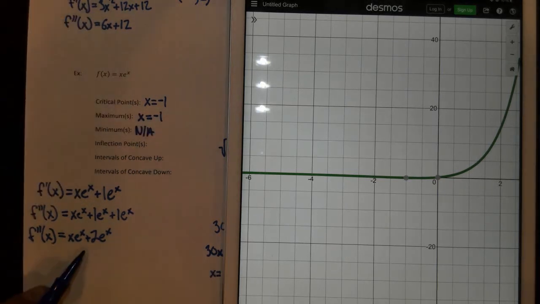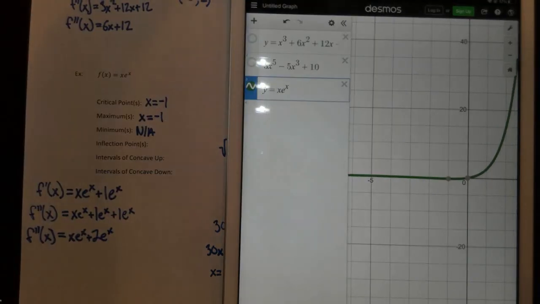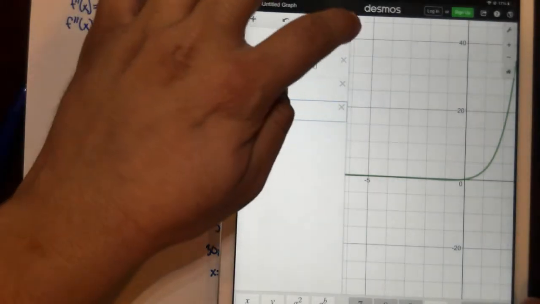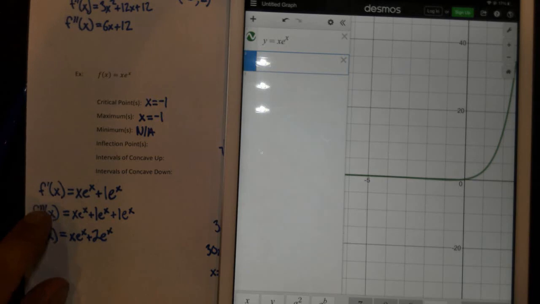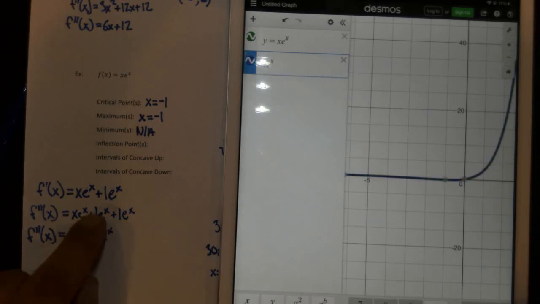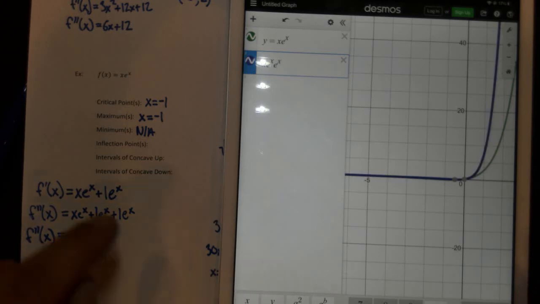And then we use the second derivative to find the inflection points. Now what I'm going to do is go ahead and graph the second derivative. Well, in fact, I'm going to graph the first derivative too, because that's going to show us better where these inflection points and critical points are. I should have done that earlier, actually. So x e to the x, I'm graphing the first derivative here, plus e to the x.